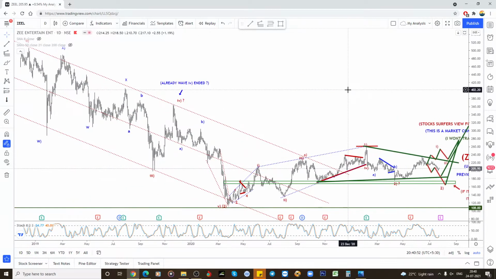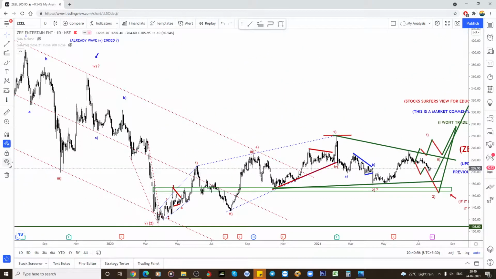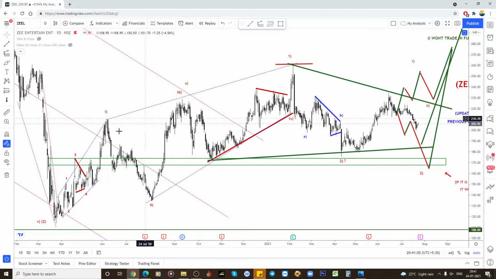And one thing I need to explain, which I have explained to one of my students: one more idea is also possible. What I labeled here is 1, 2, 3. So the whole thing becomes a triangle of A, B, C, D, E, and then one more triangle breakout for the fifth wave is also completed. So I took this as a leading diagonal of 1, 2, 3, 4 and 5.